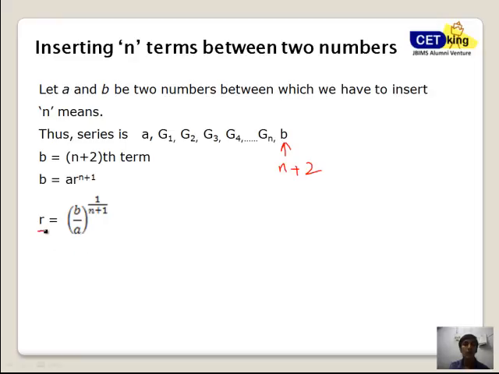Once we get the value of R, we have to simply multiply this R with A to get the next term. Then again multiply R with G1 to get the next term, and so on to get all the geometric means.